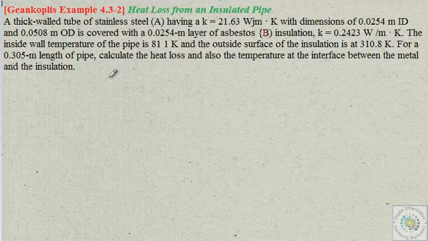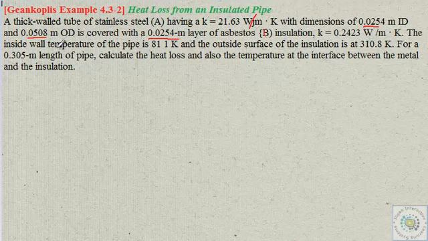Jan Copley's example 4.3-2: heat loss from an insulated pipe. A thick-walled tube of stainless steel having a conductivity k of 21.63 watts per meter Kelvin, with an internal diameter of 0.0254 meter and an outer diameter of 0.0508 meter, is covered with a 0.0254 meter layer of asbestos, meaning it's being lagged or insulated, with a conductivity of 0.2423.